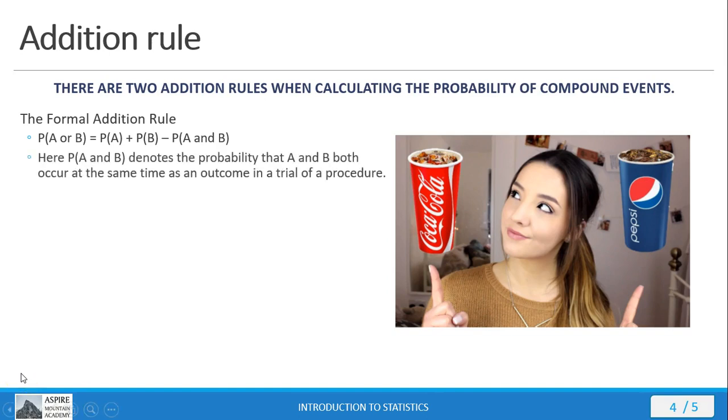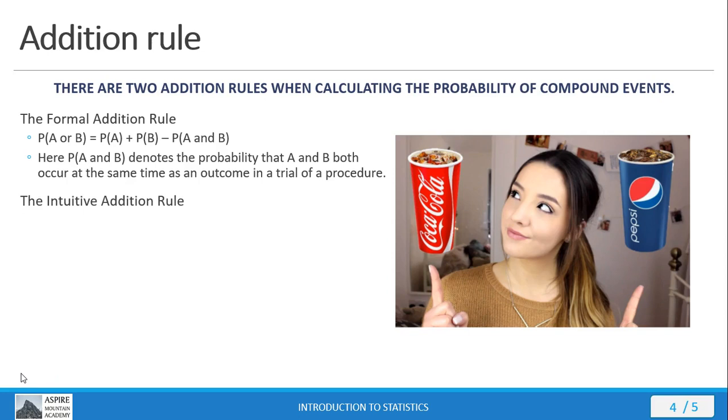Here the probability of A and B, which you see there at the end, denotes the probability that A and B both occur at the same time as an outcome in a trial of the procedure. So we're subtracting this out again so we can avoid the double counting.